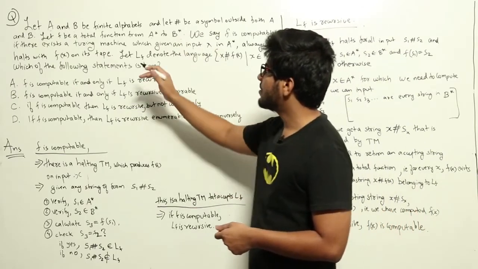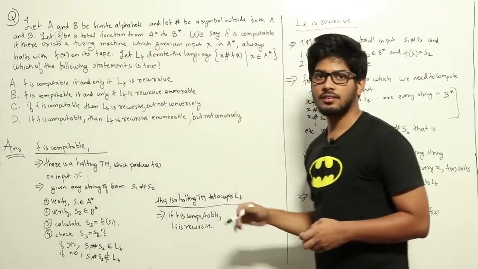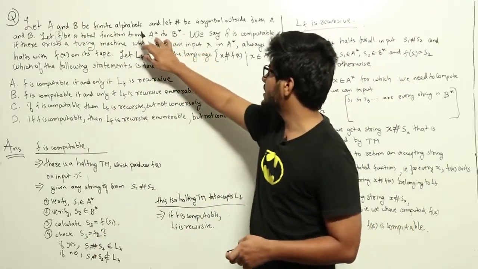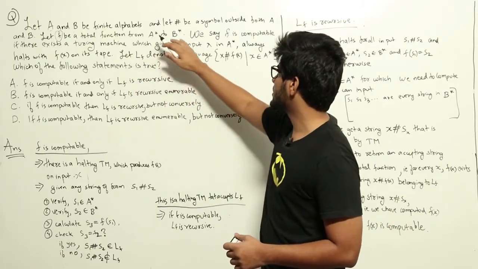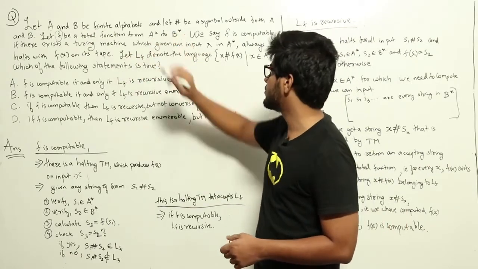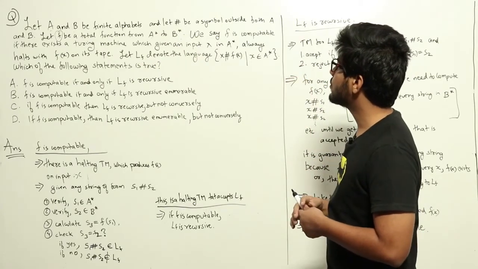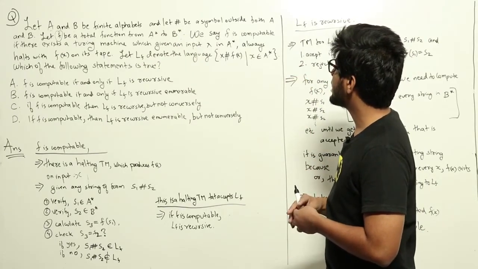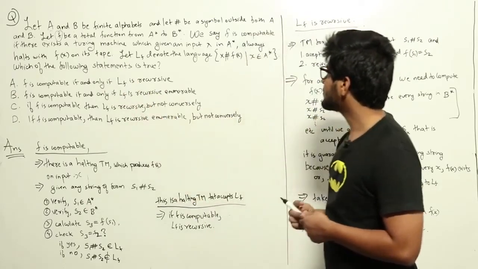And then we have been given a function f from A star to B star, meaning that given any string belonging to A star, this function will give us the corresponding string in B star, which is the function of that string. Now we say f is computable if there exists a Turing machine which, given an input x in A star, always halts with f of x on its tape.